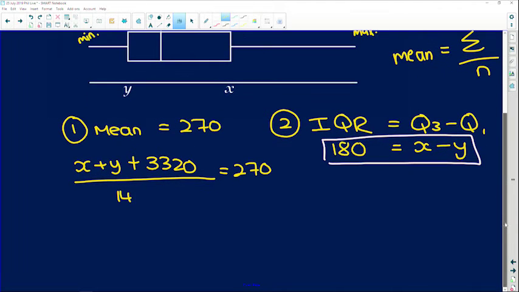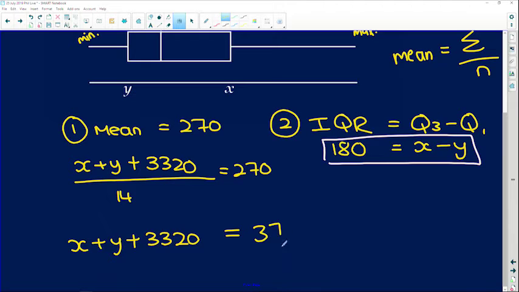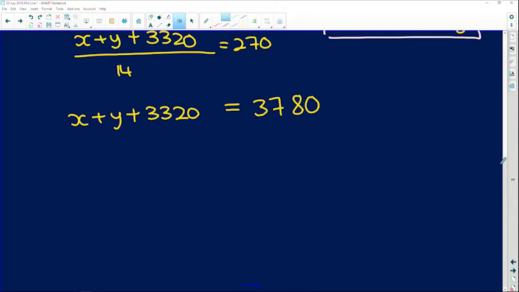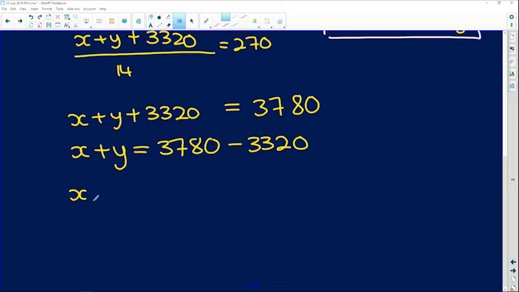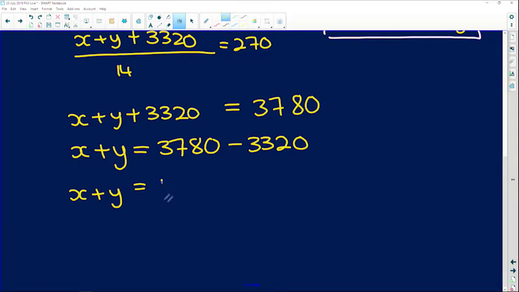Okay. So, further working with this equation, if we multiply both sides by 14, we get x plus y plus 3,320 is equal to 270 multiplied by 14, not 4. Multiplied by 14 is going to give us 3,780. Now, if we continue to solve for x and y, we're going to have to subtract 3,320 from both sides. So we're going to get 3,780 minus 3,320. And so, x plus y is equal to 460. And that is our second equation that we can work with.